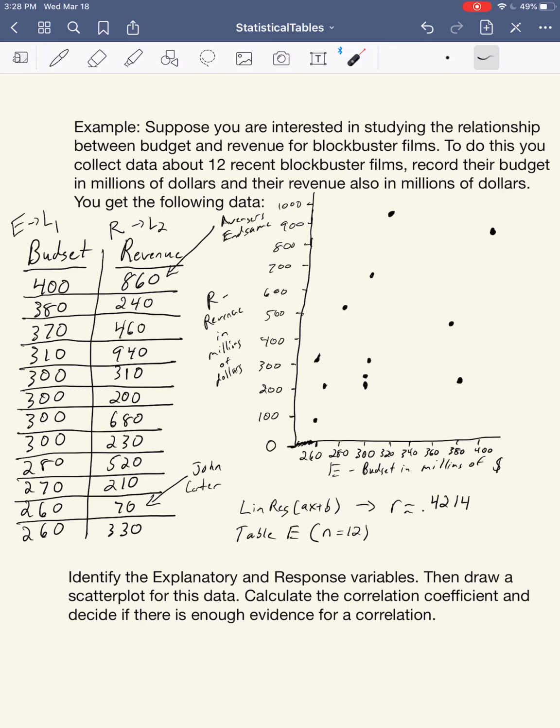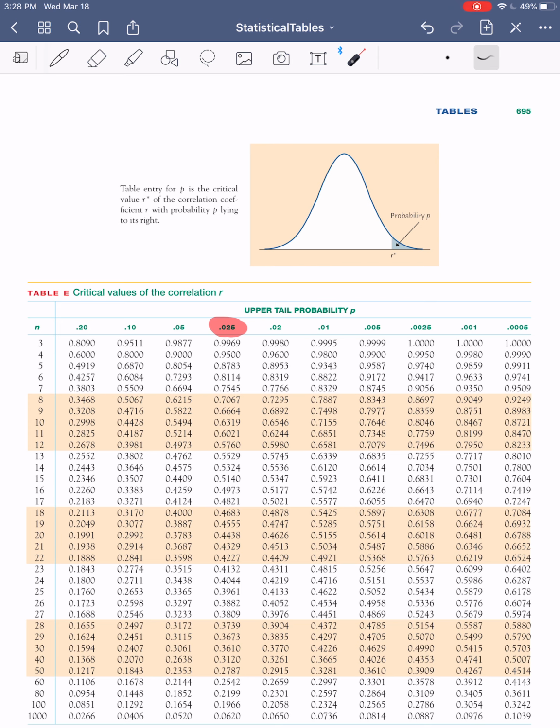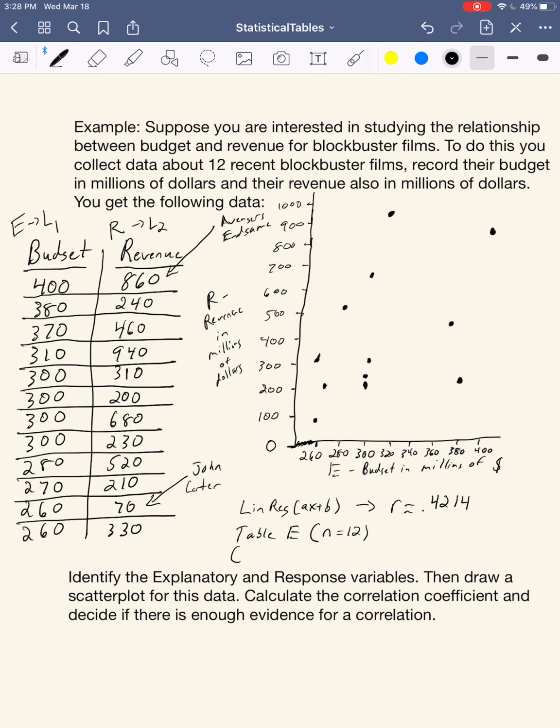So we have n equals 12, and we'll go back to our table. If you have your table, you can follow along. We have n equals 12 right here. We have our alpha, our 0.025, right there. So we just come across to here. It looks like our critical value should be 0.5760. So that is our critical value, so let's go ahead and record that. Our critical value here is going to be 0.5760.